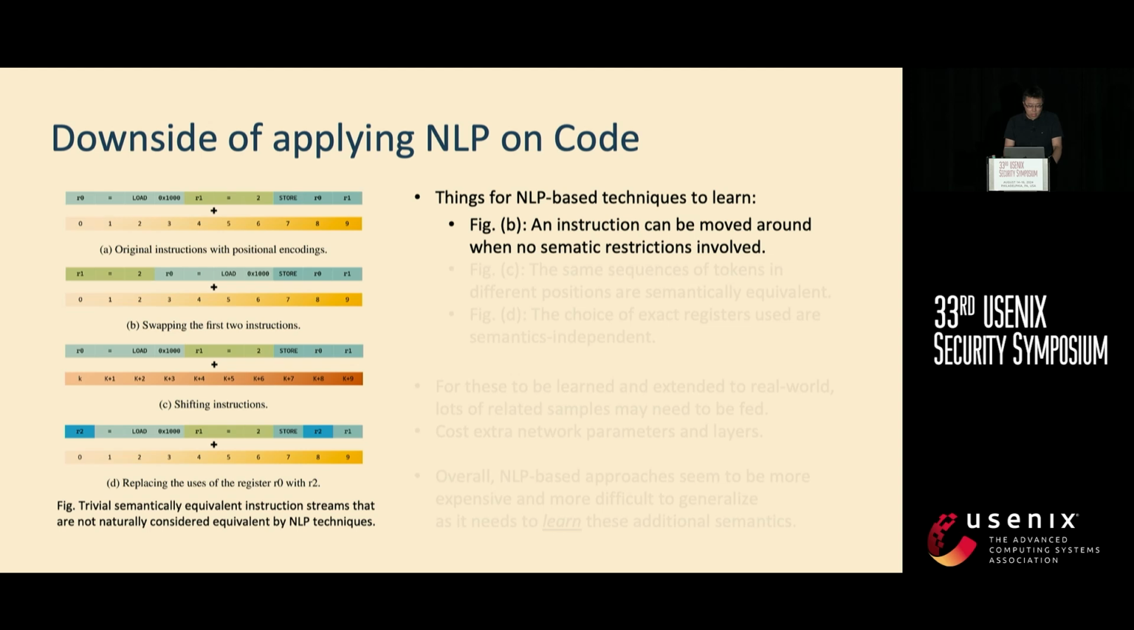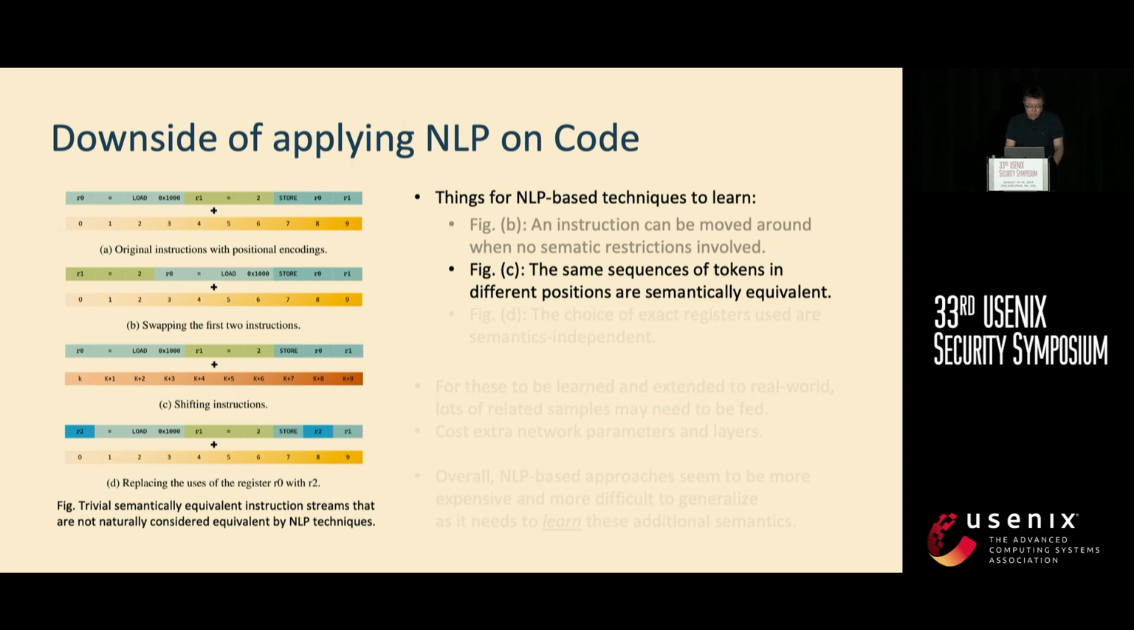So the first variant, as shown in figure B, involves changing the order of instructions. Since the assembly language is well-defined and has a more flexible representation, an instruction can be moved around using well-defined algorithms without affecting the overall semantics.